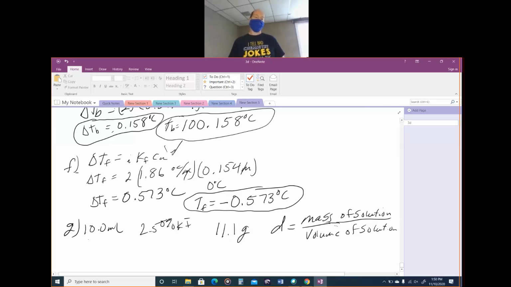All right, so we didn't take 10 mL of water. We didn't take 10 mL of KI. We took 10 mL of the 2.50% KI solution. We didn't weigh just the KI part. We didn't weigh just the water part. We weighed the 2.5% KI solution. So density is always mass of solution divided by volume of solution. So you simply have the density is the 11.1 grams divided by the 10.0 mL, and you don't need a calculator for that. Your density is 1.10 grams per milliliter.